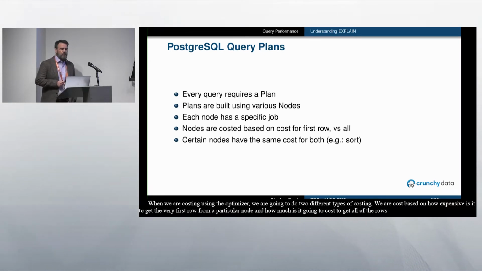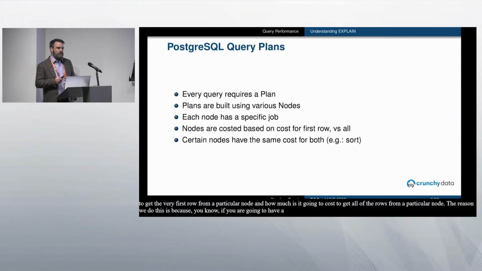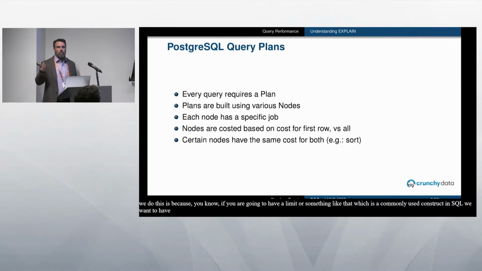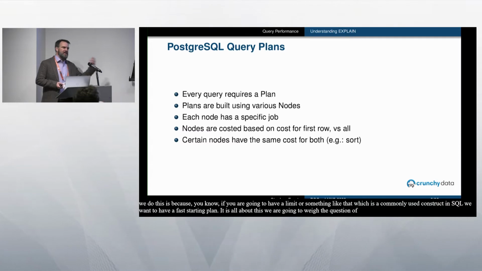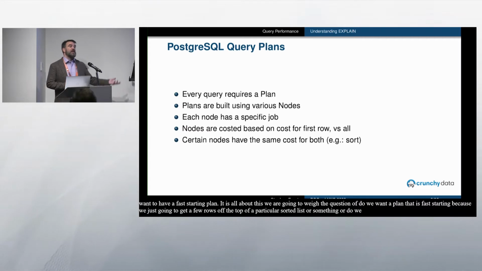The reason that we do this is because if you're going to have a limit or something like that, which is a very commonly used construct in SQL, then we're going to want a fast starting plan. So we weigh the question: do we want a plan that's fast starting because we're just going to get a few rows off the top of a particular sorted list, or do we need more of an analytical type of query where we actually have to go get all of the rows back from a particular node?